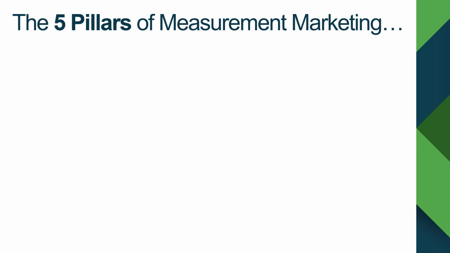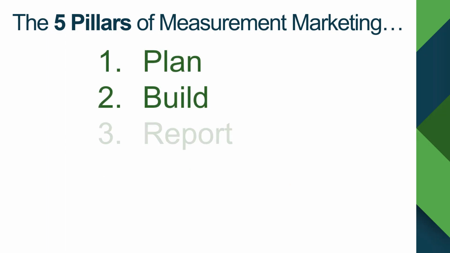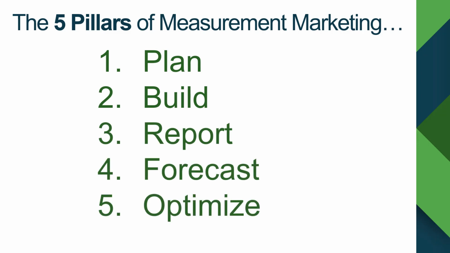Now, the 5 pillars of measurement marketing, we always like to bring all of these workshops back to these 5. Remember, there's the plan, the build, the report, the forecast, and optimizing. So when it comes to how this workshop relates to those, you're going to see it relates to all of them, because you need to be able to plan out your cross-domain tracking so that your traffic attribution remains intact. So if you got a registration from a webinar and it was from Facebook, you want to know that. And that's why we're going to be setting this stuff up.